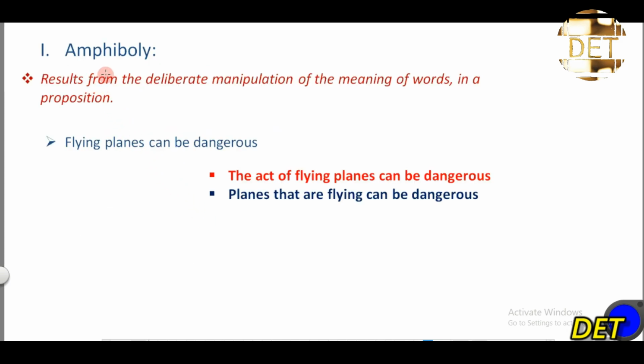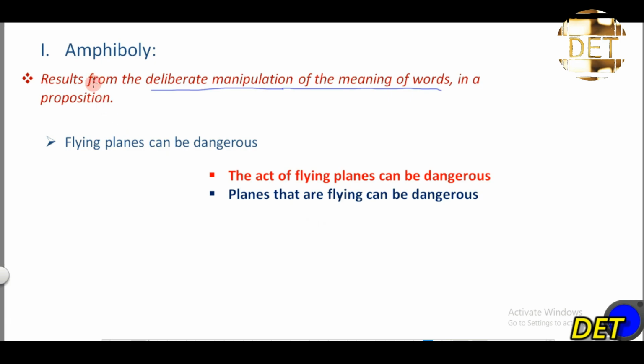So first we have amphiboly. Amphiboly is a type of logical fallacy or formal fallacy which results from the deliberate manipulation of the meaning of words in a proposition. For example, flying planes can be dangerous. This is a proposition, right? So this can mean two things. It can mean that the act of flying planes can be dangerous, or it can mean that planes that are flying can be dangerous, right?